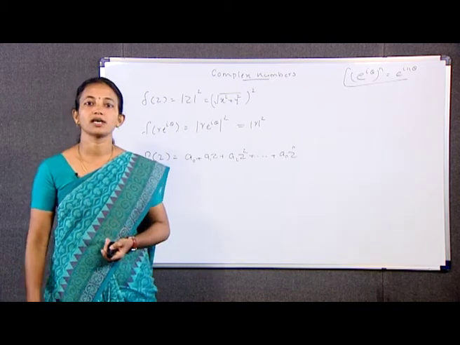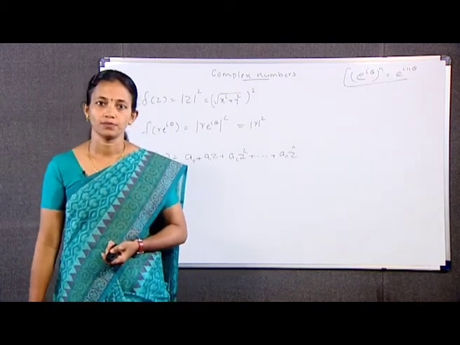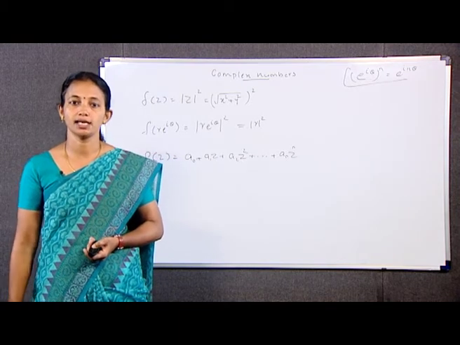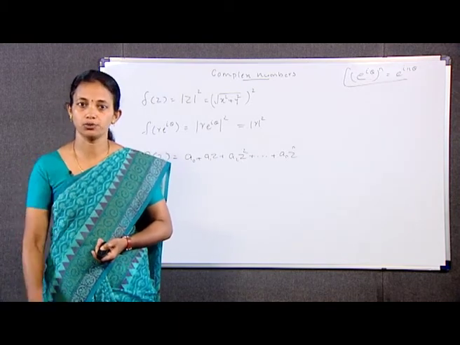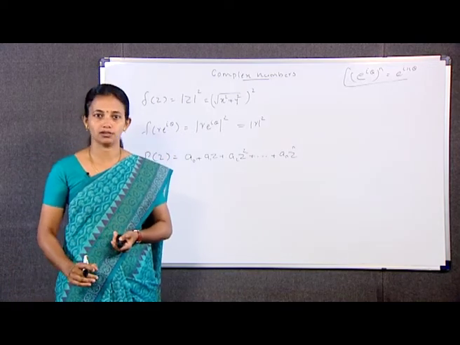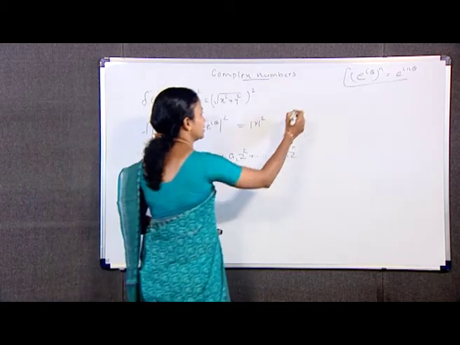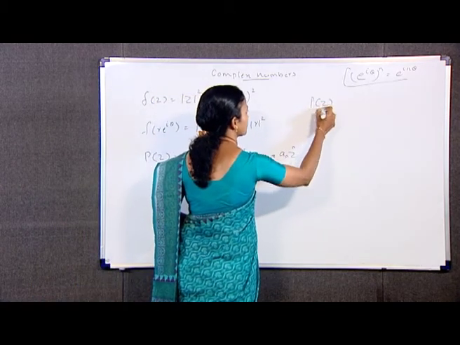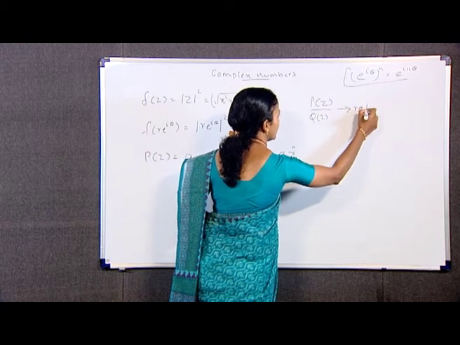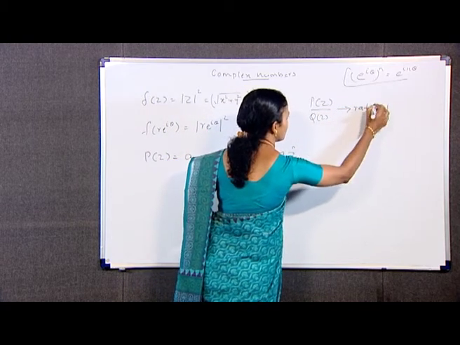Okay. Next we have rational functions. If p(z) and q(z) are polynomial functions, then the quotient p(z) by q(z) of polynomials is called a rational function. That is p(z) by q(z). This is what we call a rational function.